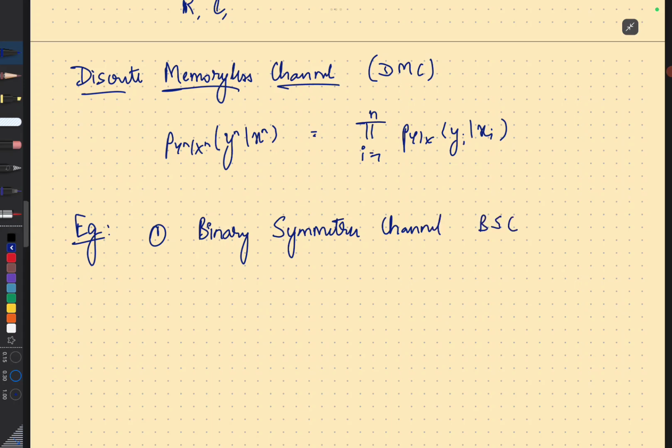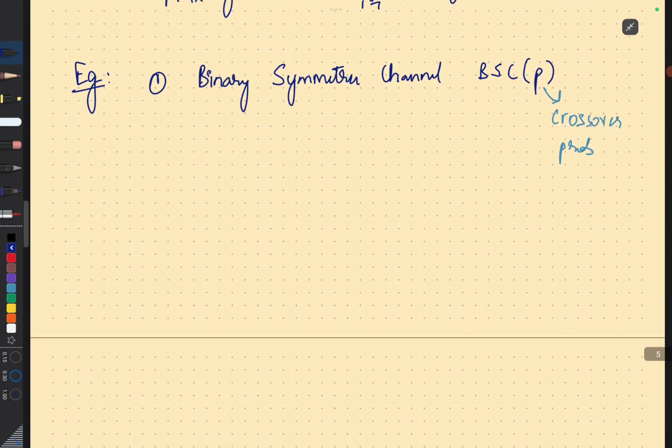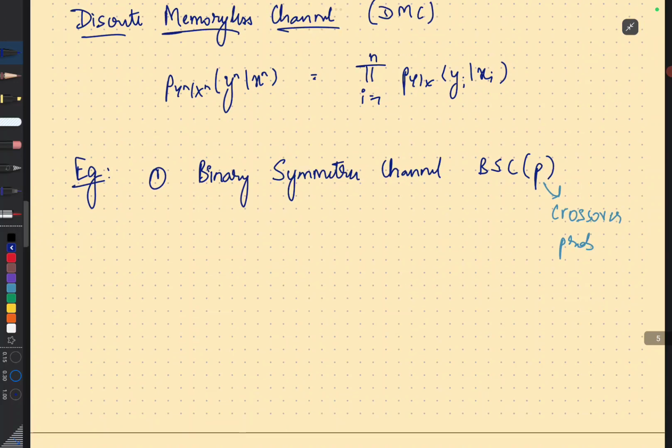Which is abbreviated BSC, and it has a parameter P. So I'll say BSC(P), and this P is called the crossover probability. What this basically does is, if the input to the channel is a bit, either 0 or 1, the channel flips it with probability P, and keeps it as it is with probability 1 minus P.